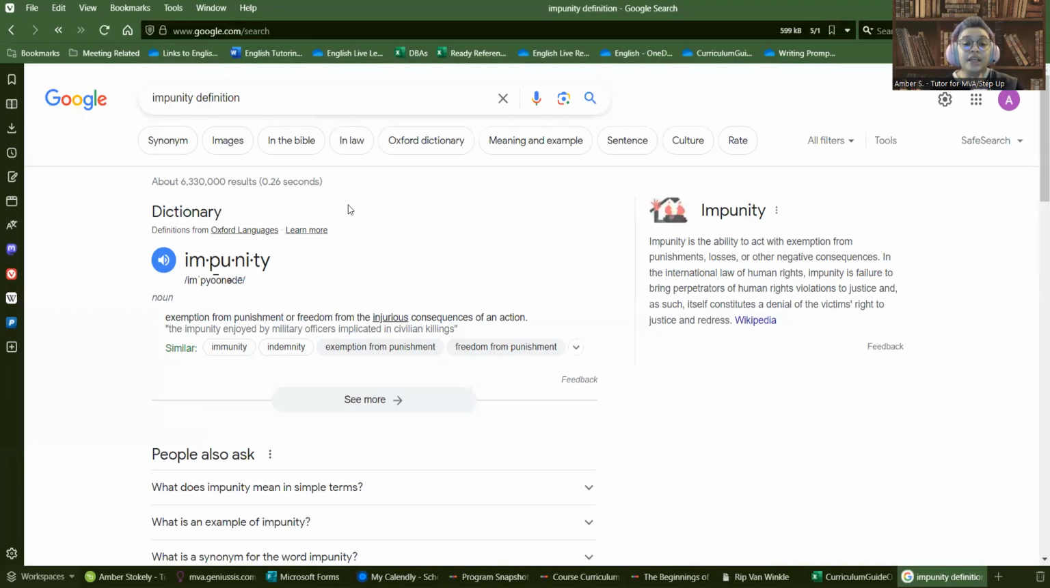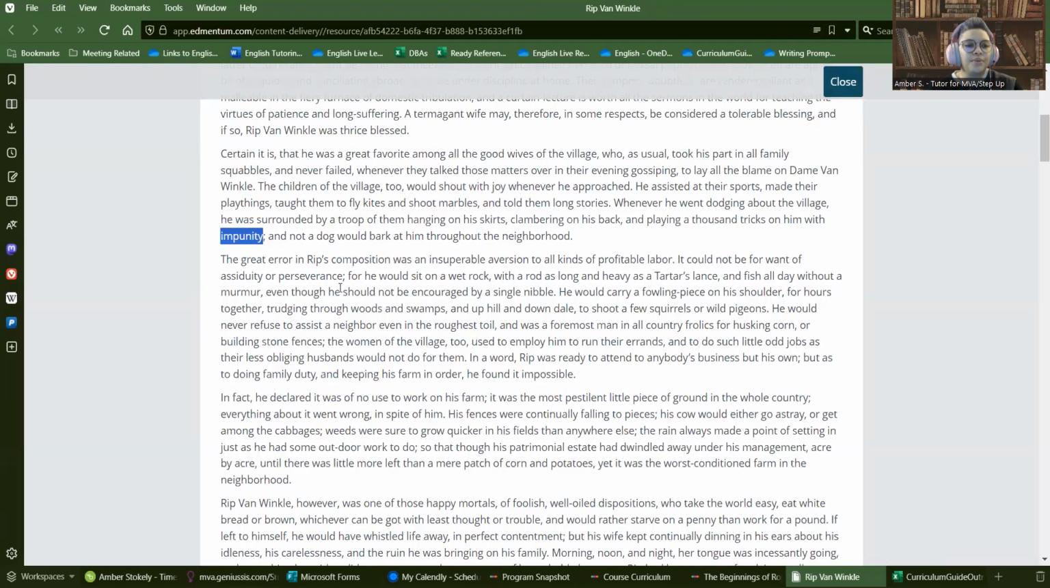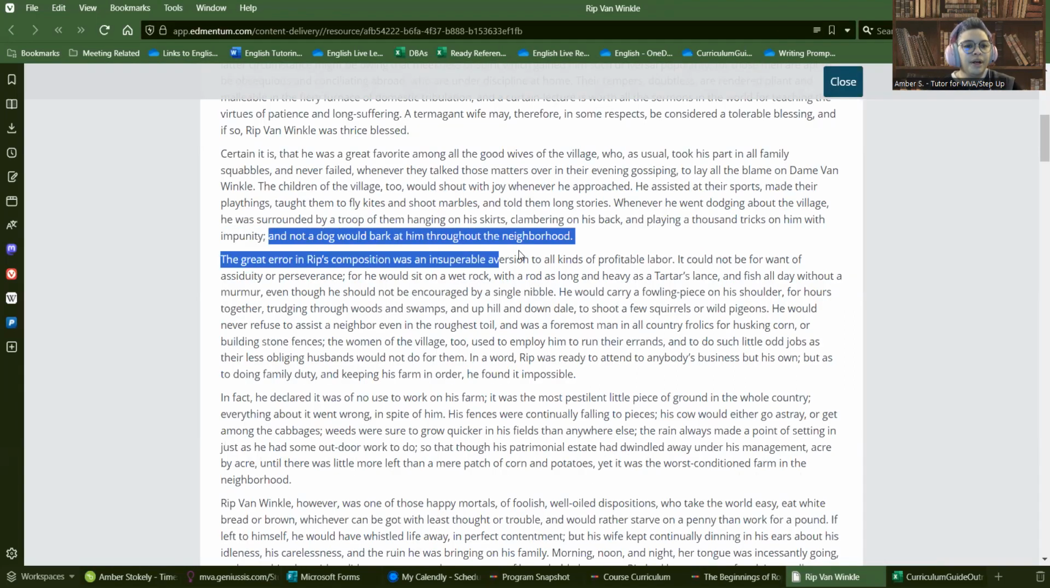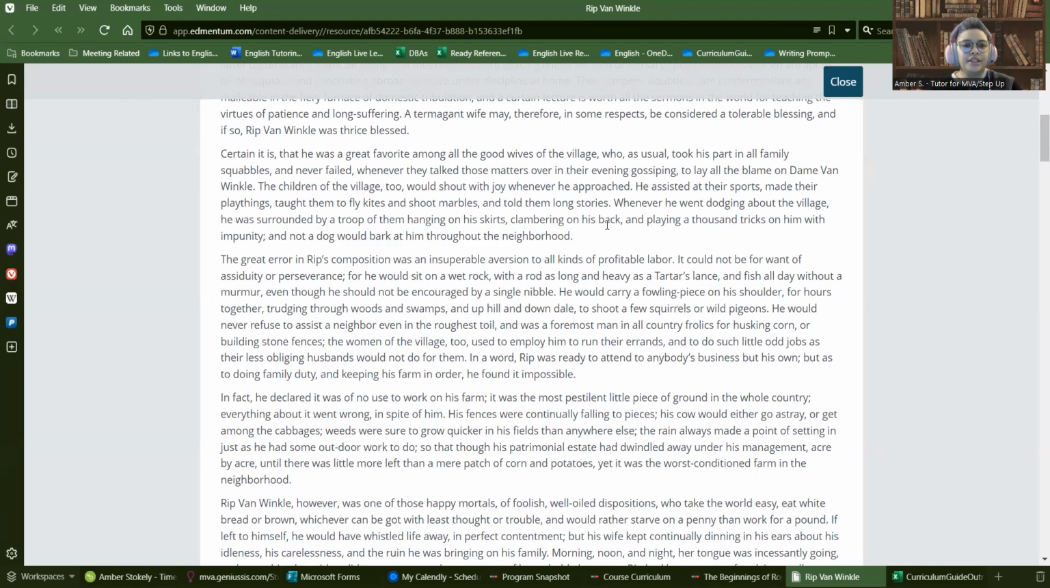So they're playing tricks. The kids are playing tricks on him with impunity. So impunity means exemption from punishment or freedom from the consequences of an action. So they're able to play tricks on him without getting in trouble because he's just that playful of a guy. And it says, "and not a dog would bark at him throughout the neighborhood." So they're basically just saying, man, he's such a great guy.